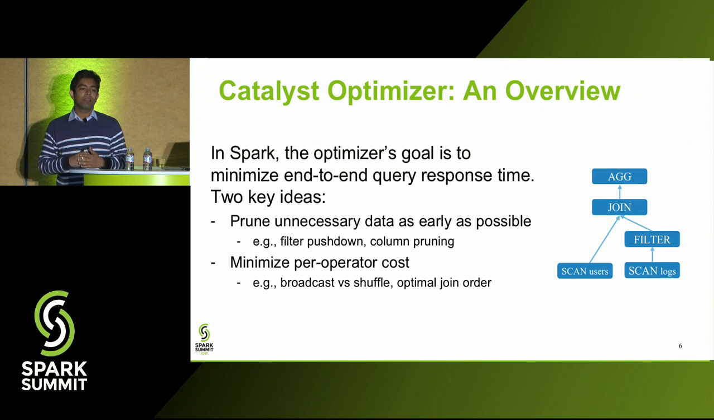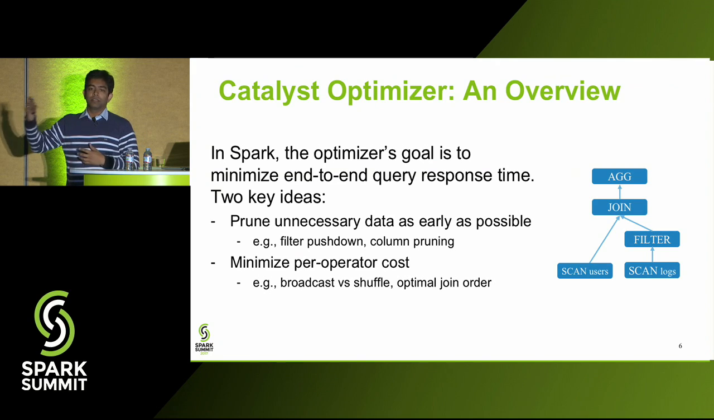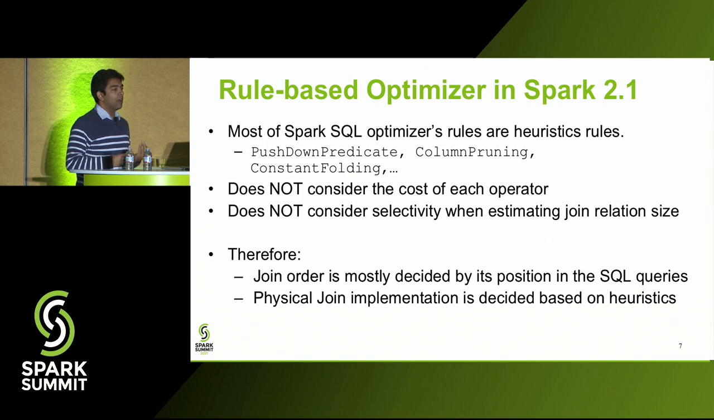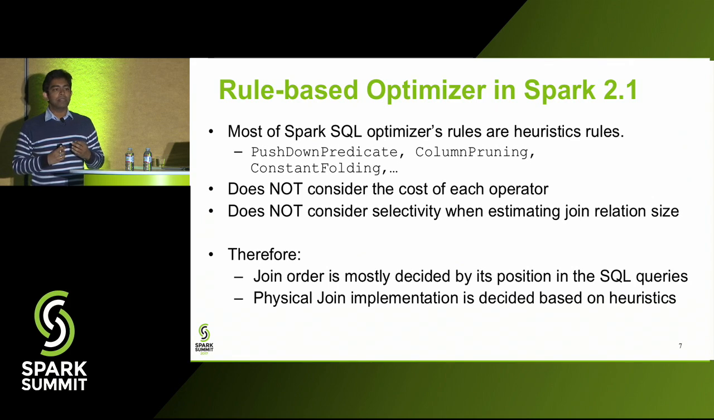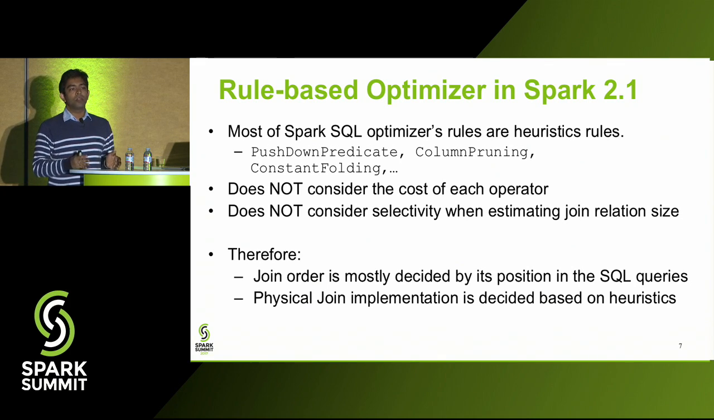Your query might have many, many joins, and it's sometimes useful to order the joins in one particular order rather than just using the default order. Now, as of Spark 2.1, we had what we refer to as a rule-based optimizer. The goal of the rule-based optimizer is to basically try to transform the query plan based on some heuristic rules.